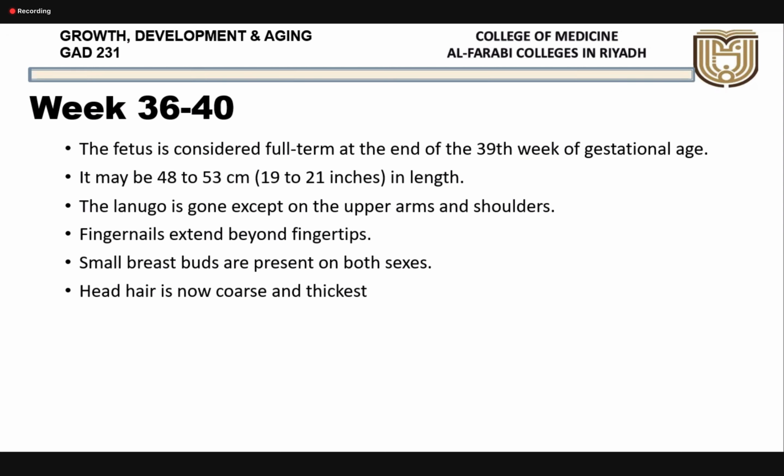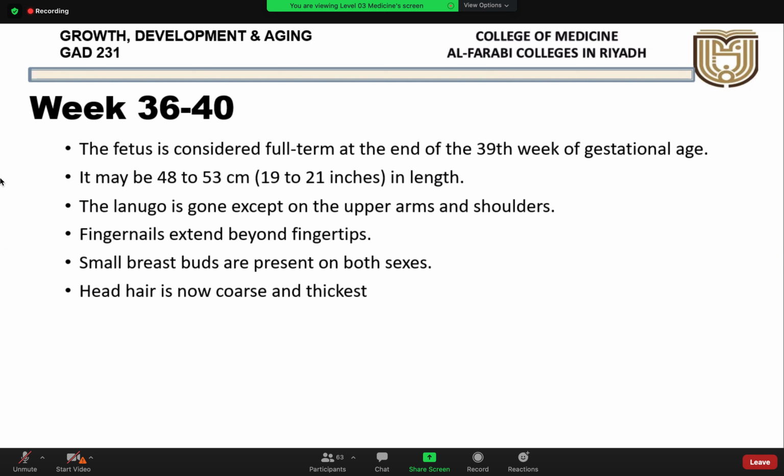Okay. The small breast buds are present on both sexes. So breast buds are present in both the male and the female, and sometimes after birth, if you even press it, there will be secretion of a small quantity of fluid called witch milk. Okay, witch milk. So you will study all these things again in detail when you come to that stage.